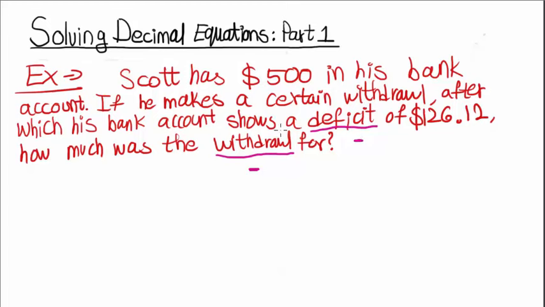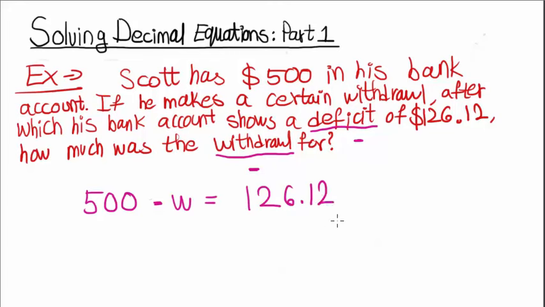So what we know is that Scott started out with $500. After that, he made some amount of a withdrawal, which we will denote by the variable W. And since withdrawal means subtraction, we can write that as minus W. After which he was left with $126.12 in the deficit. And since in the deficit means a negative, I need to put a negative over here.